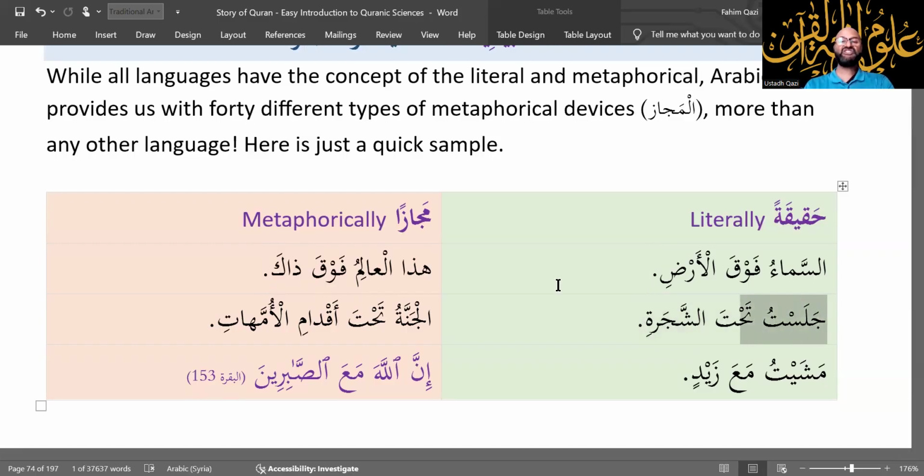Jalastu tahta shajara. I sat under the tree. Is this literally true? Yeah, I'm physically under. You've got the tahta here. Tahta means under, and that's the dharf makan, or container of place. However, if you look at this statement, al-jannatu tahta aqdamil ummahat. Paradise, or al-jannah, is under the feet of the mothers.